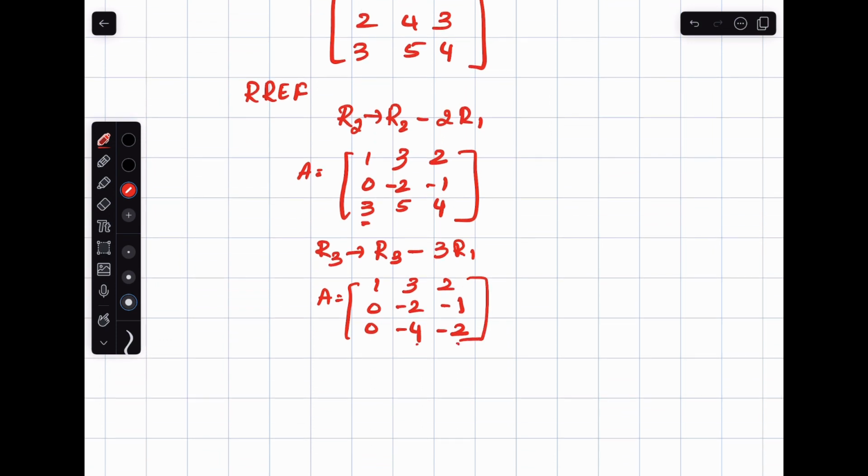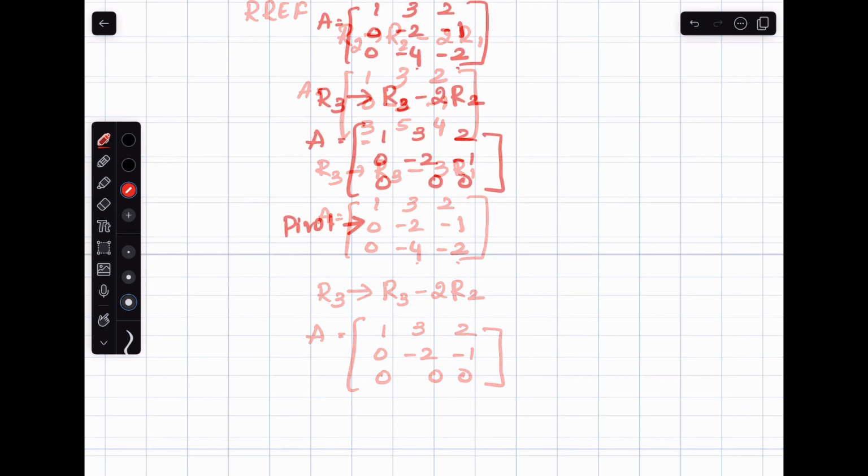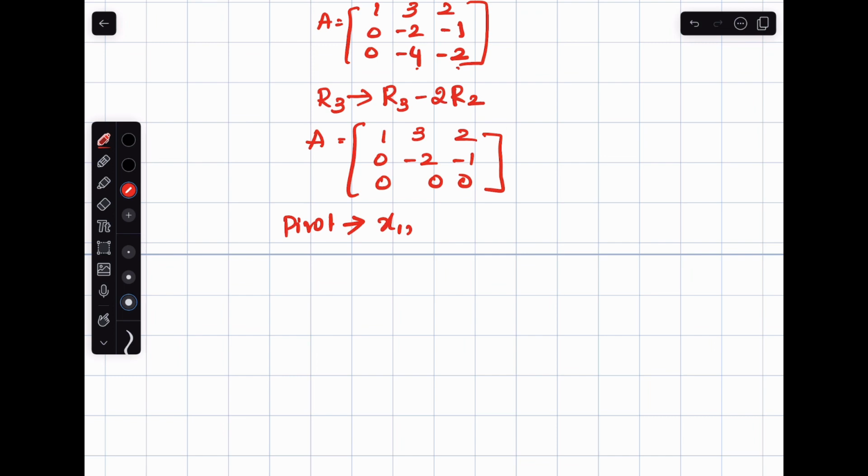Let us try to make these two elements 0. Then r3 changes to r3 minus 2 times r2. So the A matrix will become 1 3 2, 0 minus 2 minus 1, 0 0 0. The second step is to find the pivot elements. So the pivot elements are x1 and x2, and the free variable is x3.